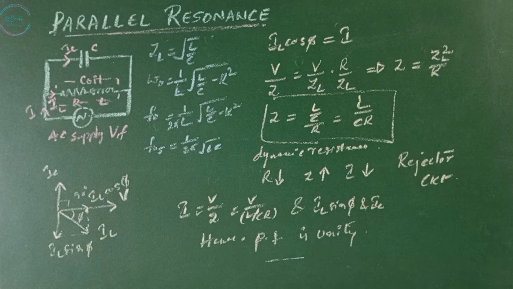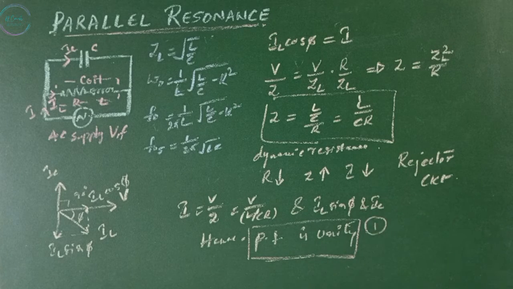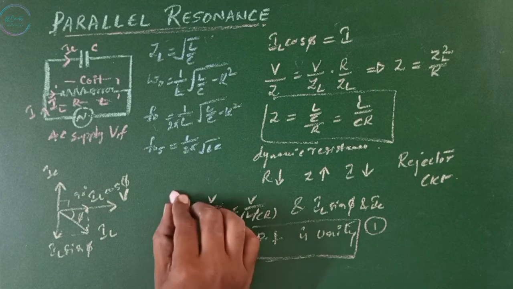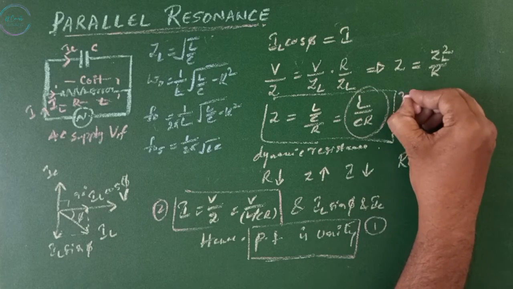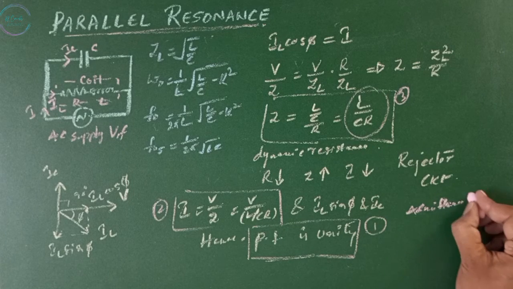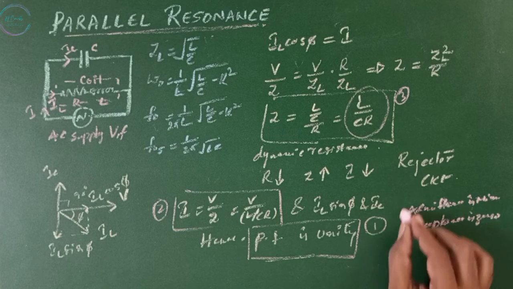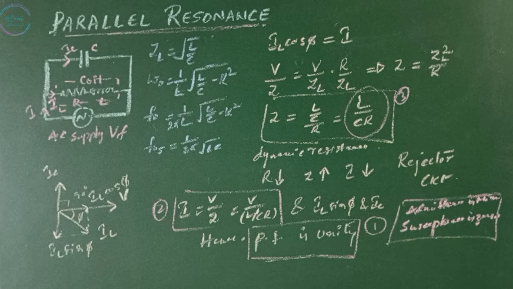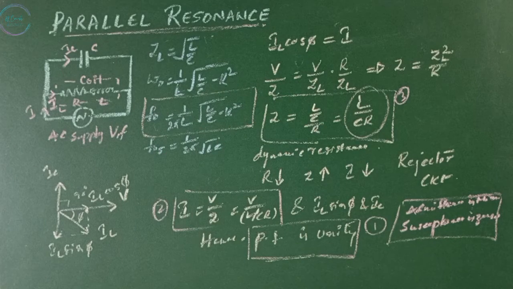The properties of parallel resonance. First one, the power factor is unity. Second one, the current at the resonance is given by V by L by CR, and which is in phase with the applied voltage. Now, net impedance at the resonance is given by L by CR. This is third one. Admittance is minimum and susceptance is 0 at resonance. This is the fourth property. And fifth one, the resonant frequency F0 is given by 1 by 2 pi L square root of L by C minus R square.